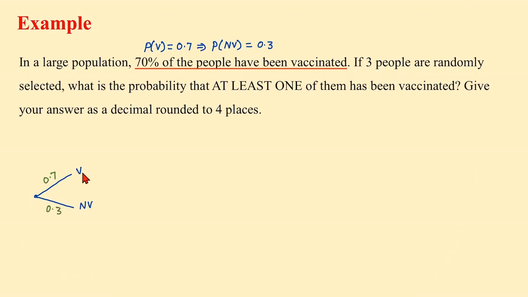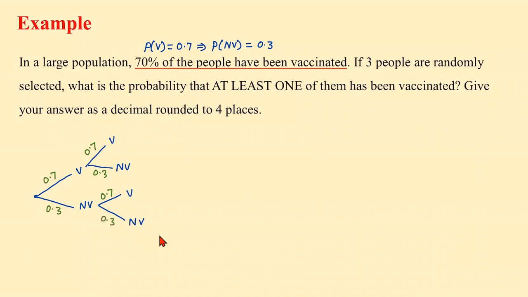Now, if the first person selected is vaccinated, the second person may be vaccinated or may not be vaccinated. Similarly, if the first person is not vaccinated, the second person may be vaccinated or also not vaccinated. Now let's also write the probability for each of these. Probability that someone is vaccinated, 0.7. Probability that they are not vaccinated, 0.3. Probability that someone is vaccinated here, 0.7. Probability that they are not vaccinated is 0.3.